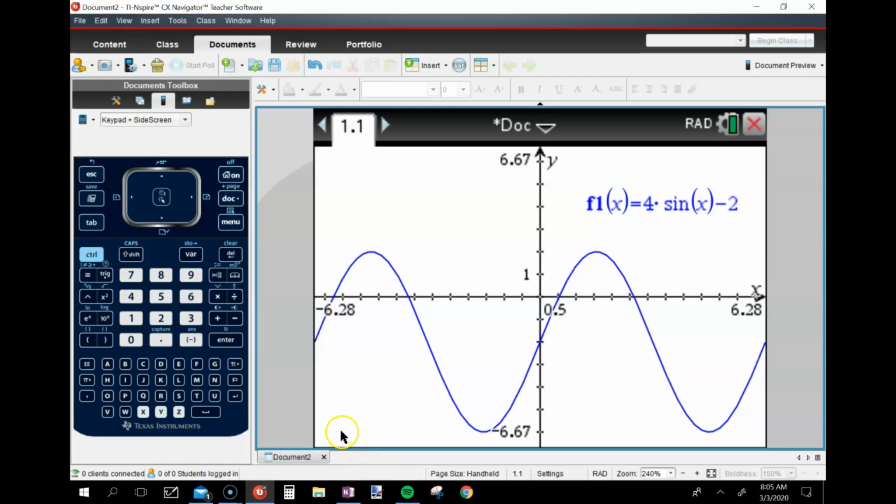Take a minute and graph g of x. Graph the other function there.